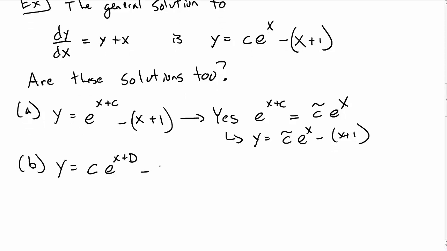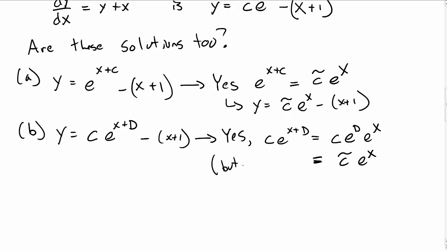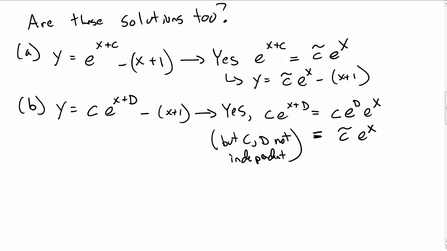How about c e^(x+d) - x - 1? Now there's two constants, c and d. Yes, this is still a solution. And again, you can rewrite c and e^d as one other constant, let's call it c twiddle. Here, though, note that c and d are not actually independent of each other. You're only allowed one independent constant here, not two. And so c and d we've combined into one overall constant that we're calling c twiddle.